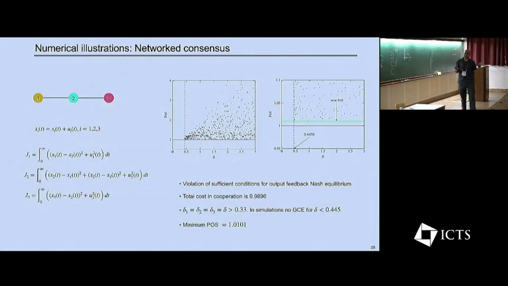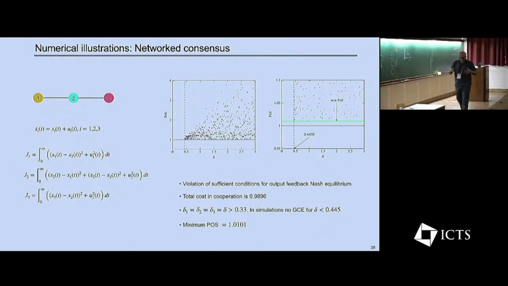So now we revisit the problem where we found the sufficient conditions were too stringent to verify if this game had an output feedback Nash equilibrium or not. We see that for a delta greater than 0.4, we have a guaranteed cost equilibrium. And the lowest POS that we get is 1.01. Of course, there are many guaranteed cost Nash equilibria, but the one with the lowest has a POS of 1.01.